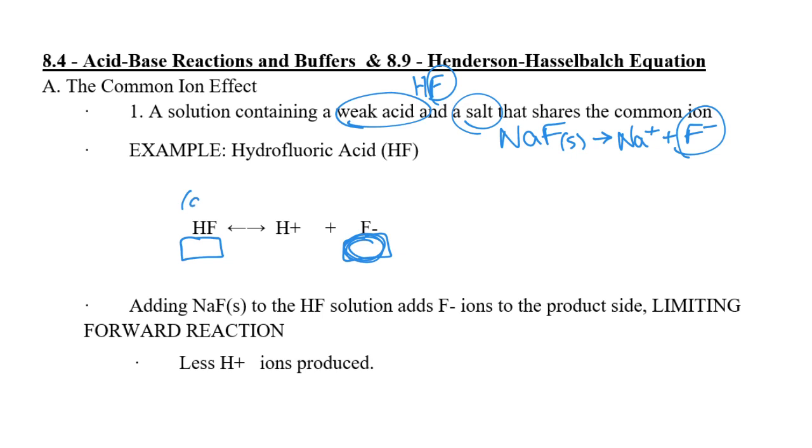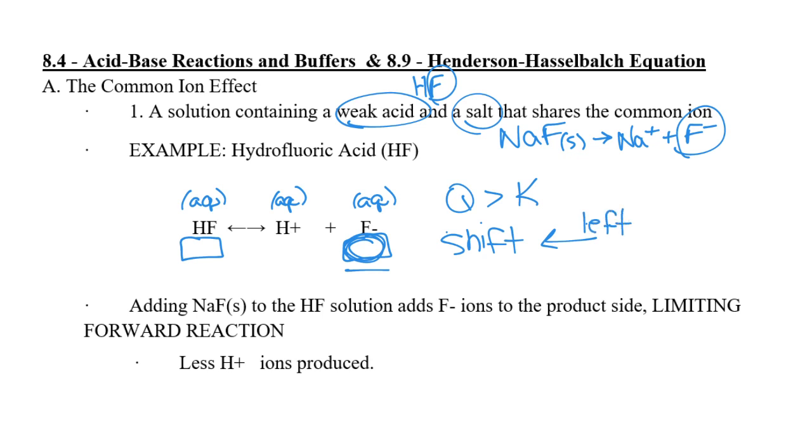Q is products over reactants. By the way, these are all aqueous, so they would all be included in our K expression. Q would become greater than K because my products would be greater than my reactants. And if Q is greater than K, then my reaction is going to shift to the left. If you have a common ion dissolved in an acid, it is going to limit that forward reaction from happening.